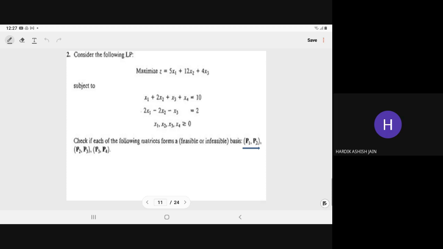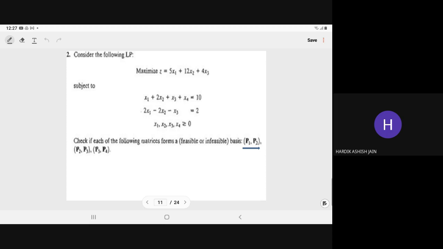Consider the following LP. Maximize 5x1 plus 2x2 plus 4x3 subject to x1 plus 2x2 plus x3 plus x4 equals 10, 2x1 minus x2 minus x3 equals 2, and x1, x2, x3, x4 greater than or equal to 0. Check whether each of the following matrices is a feasible or infeasible basis.